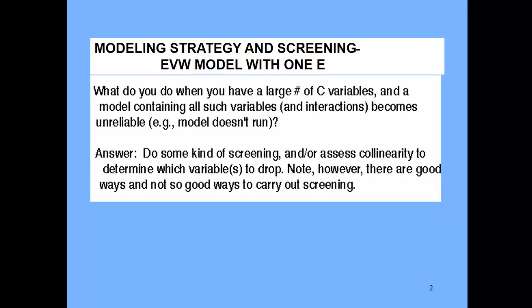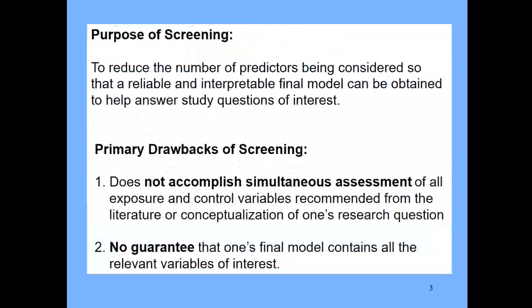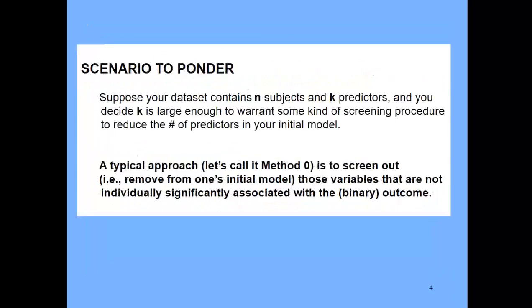Now, think about what people often do, and that's the next slide. Well, that's not the next slide. Here's the next slide. Now, I skipped something, but I'll go back to that. The next slide says, a typical approach, and let's call it method 0, is to screen out or remove from one's initial model those variables that are not individually significantly associated with the binary outcome.